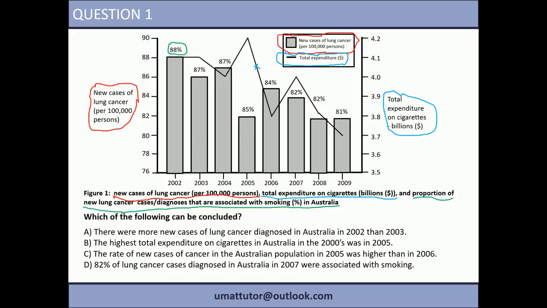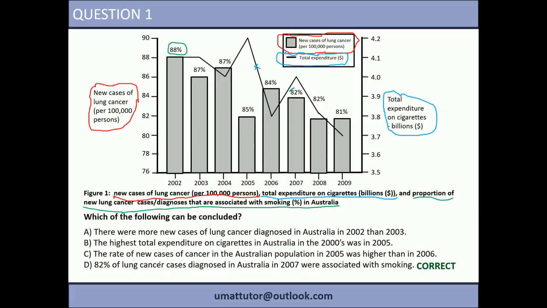And so finally D, 82% of lung cancer diagnoses in Australia in 07 were associated with smoking. So this is the green part of the graph, the proportion that are associated with smoking. And remember, that is given by the percentage above each of the bar graphs. So in 2007, we can see that percentage given here was 82, and that is in keeping with option D. So based on that and the fact that A, B, and C were all wrong, we can say with confidence that option D is the correct answer.